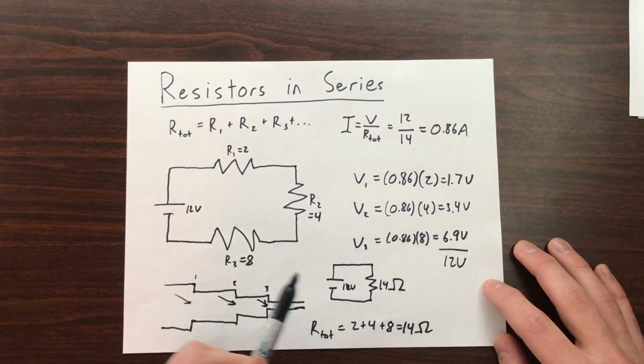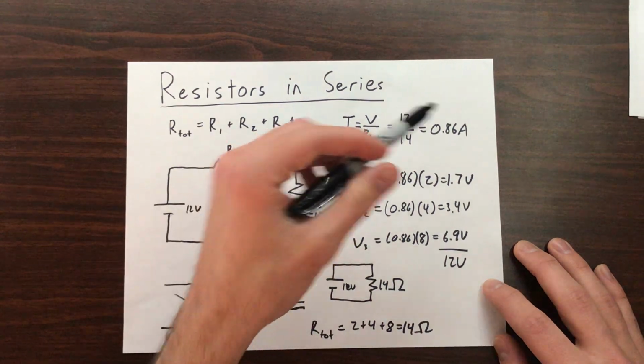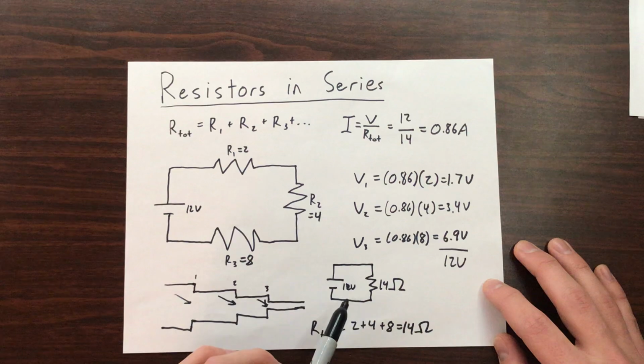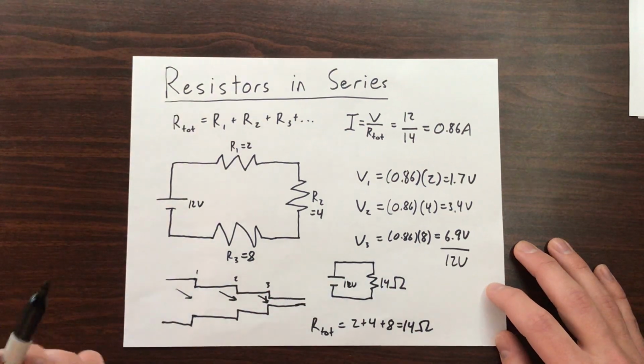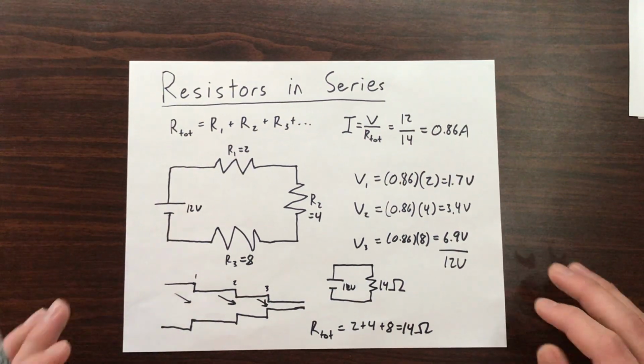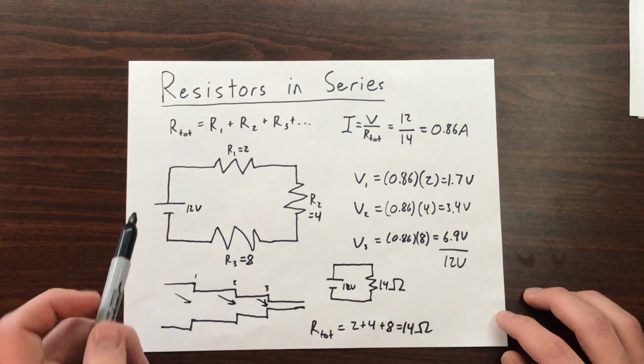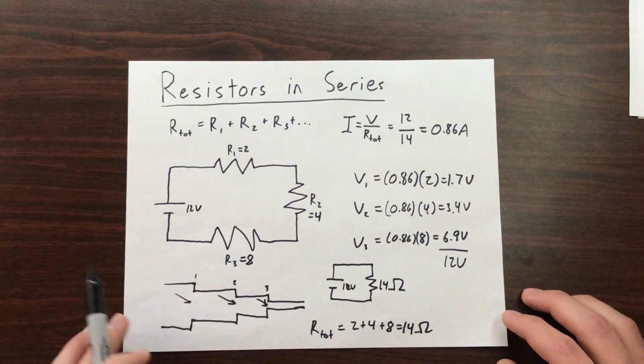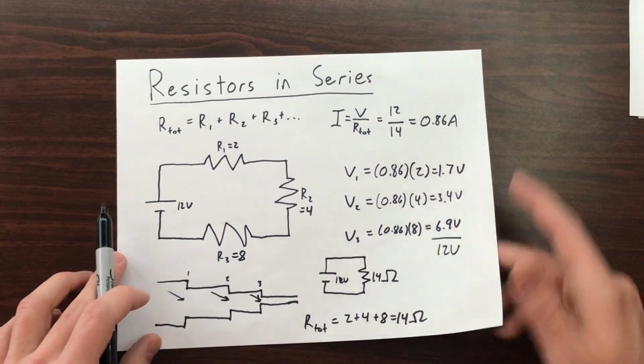And then if you do this equation up here, you can see that with that current, that's how many volts it takes to push through a 14 ohm resistor, okay? So that's kind of the importance of resistors in series, is that they add up together to create, in essence, one really big resistor. Okay, the next thing we're going to talk about is resistors in parallel.